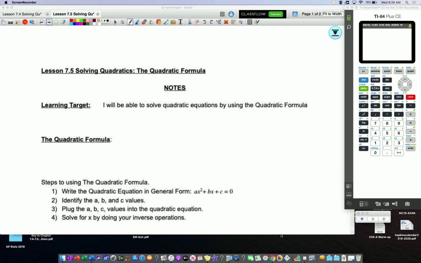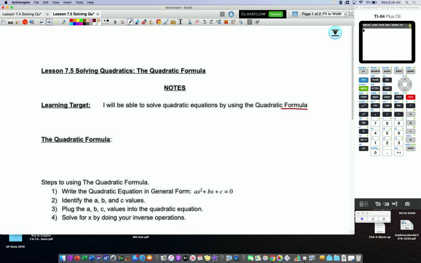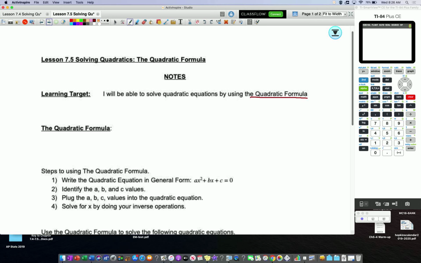So anyway, today we're going to finish up our work in Algebra 2 by covering this last lesson in Chapter 7, 7.5, Solving Quadratics, the Quadratic Formula. Our learning target today: I will be able to solve quadratic equations by using the quadratic formula. Yesterday we did a process called completing the square. Today we're going to use a formula that helps us solve this. So what does the quadratic formula look like?